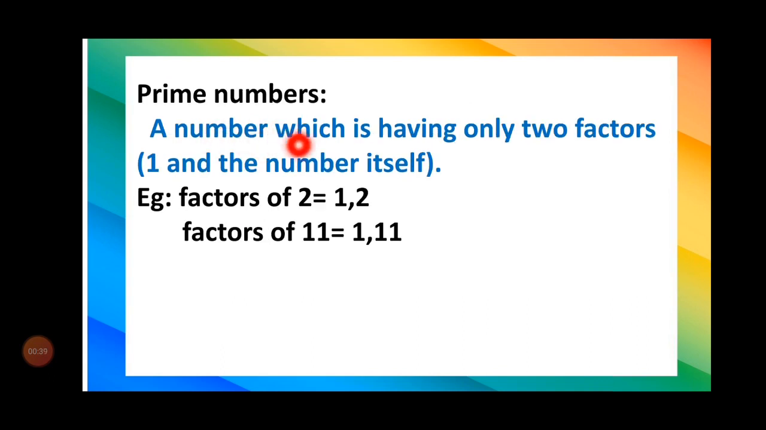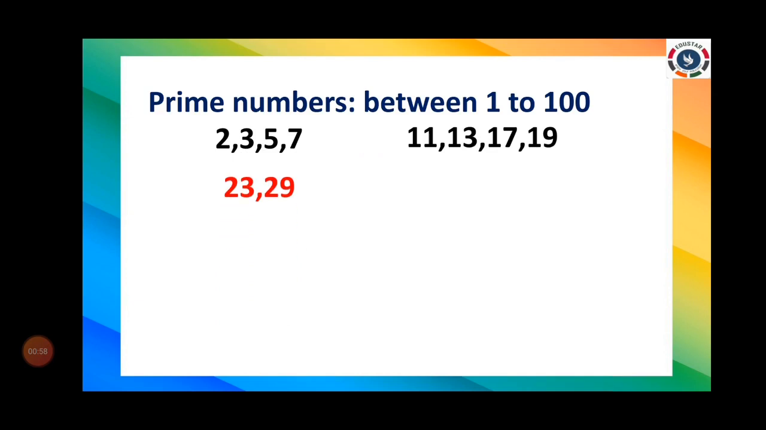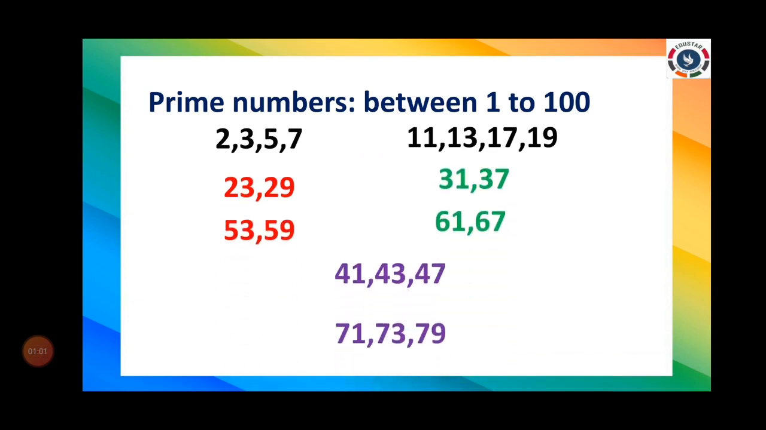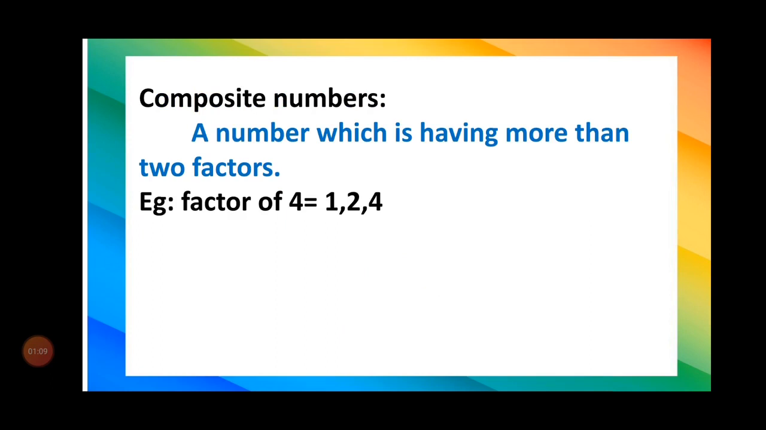Prime numbers. A number which has only two factors, one and the number itself. Example, factors of 2: 1, 2. Factors of 11: 1, 11. Then prime numbers, write between 1 to 100. Already I explained, so copy the prime numbers. Then composite numbers. A number which has more than two factors. Factors of 4 equal 1, 2, 4.